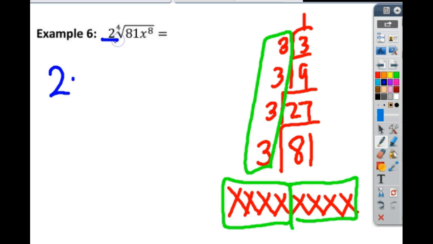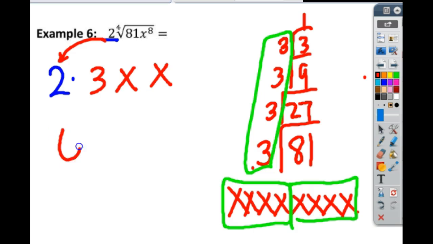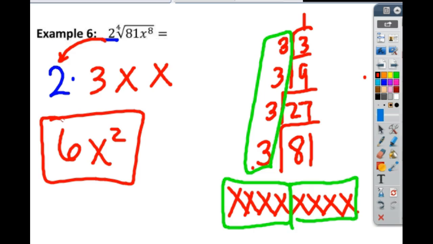I have a 2 out in front. That's the 2 that's out in front. And then I have a group of 3, a group of X, and another group of X. Do I have anything left under the radical sign? No. And so this would be 6x squared for my final answer.